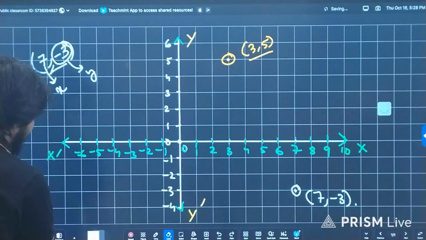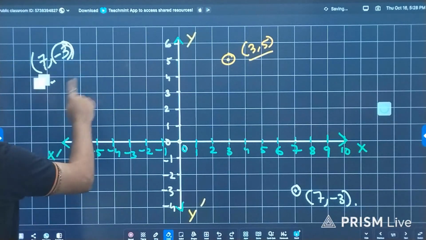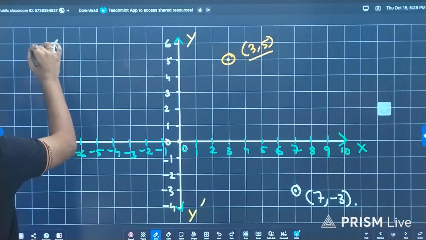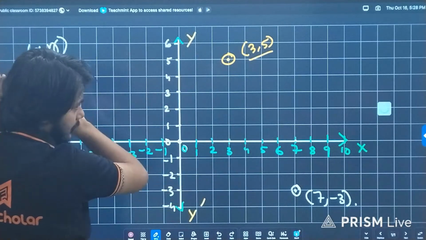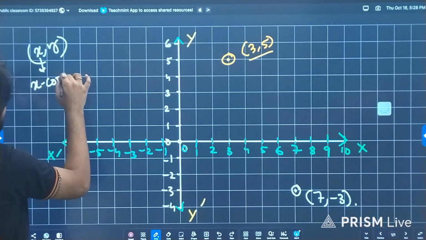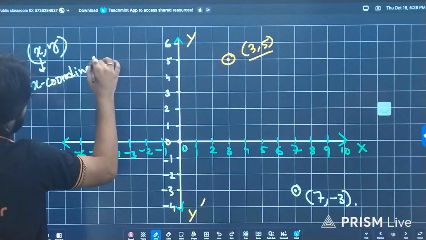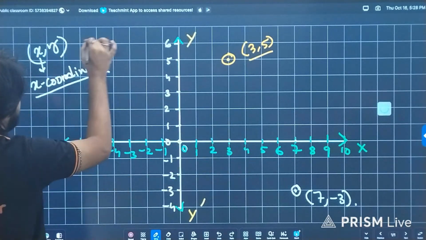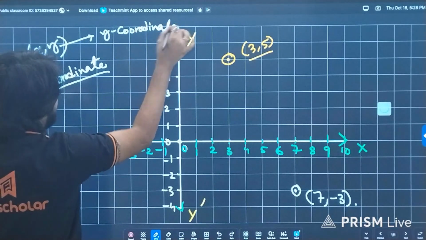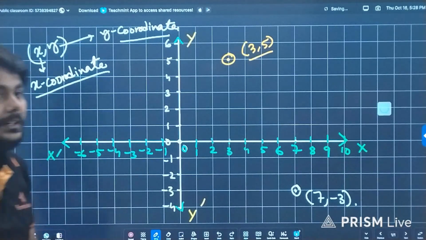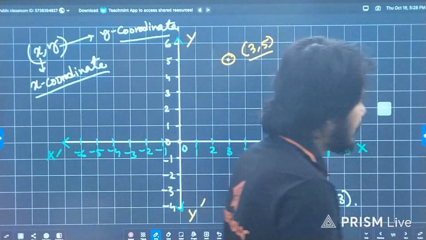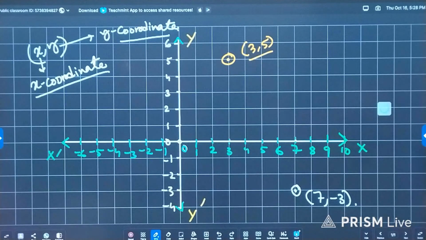Now, my question is, what is the meaning of x comma y? This is the x coordinate that you have already learned, and this is the y coordinate. So what is the meaning of x coordinate and what is the meaning of y coordinate? Can you tell me?